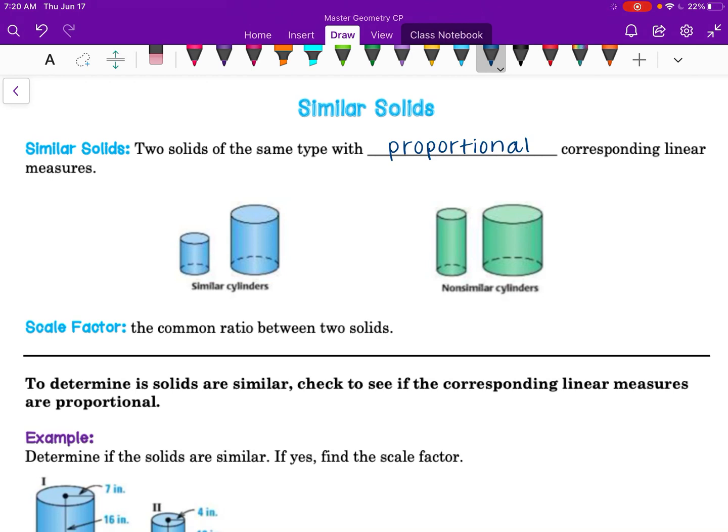linear measures. And scale factor, just like the scale factor we've talked about before, is the common ratio between two solids. So if we take two corresponding lengths within our solids and make a ratio out of them, that's going to be our scale factor. So to determine if solids are similar, we want to check to see if the corresponding linear measures are proportional.